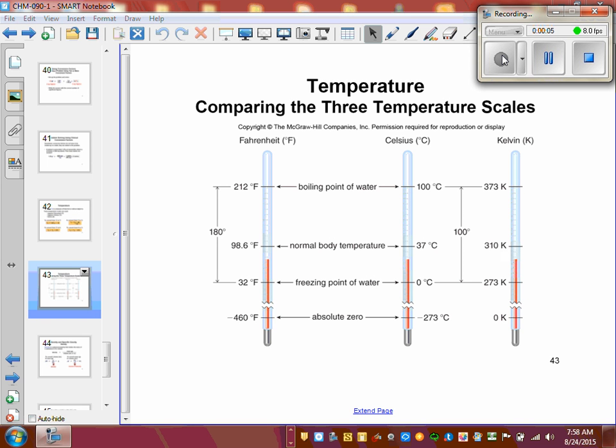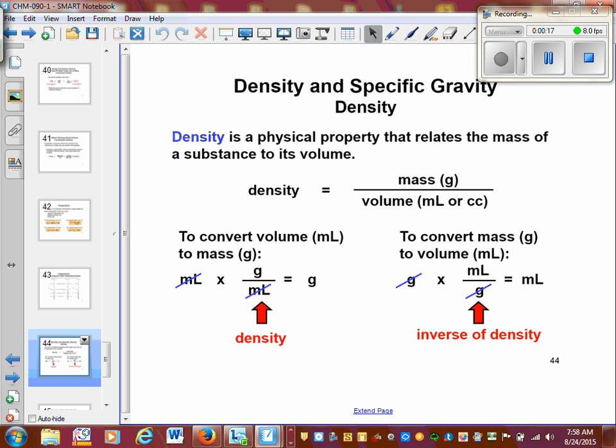Okay, we went from doing more conversions. I hope you've been practicing doing conversions. It's going to be a big part of the rest of the semester. One thing we need to talk about is density and specific gravity.